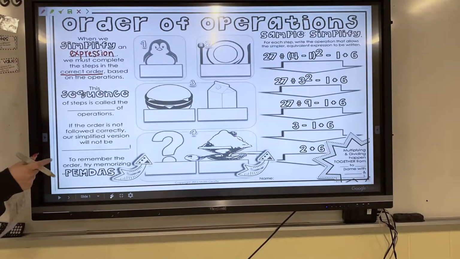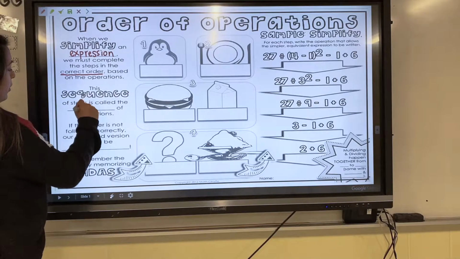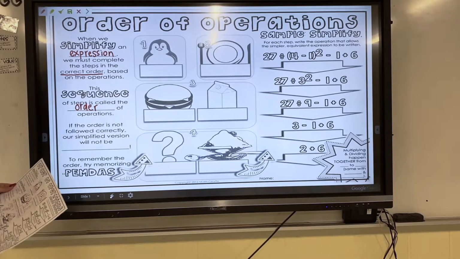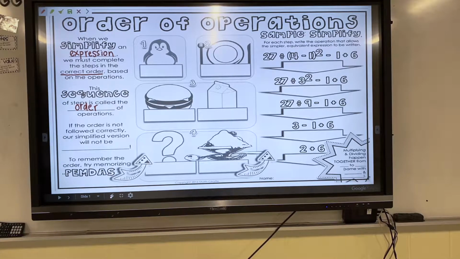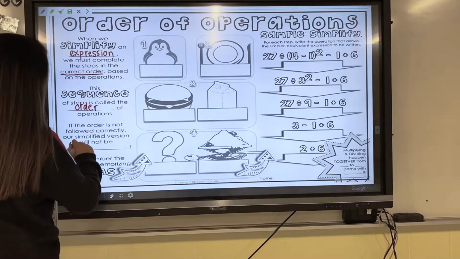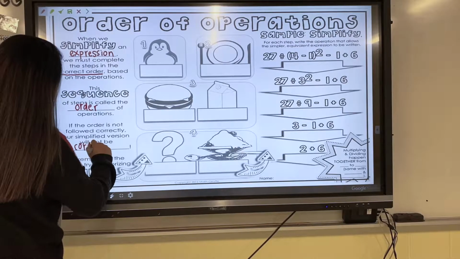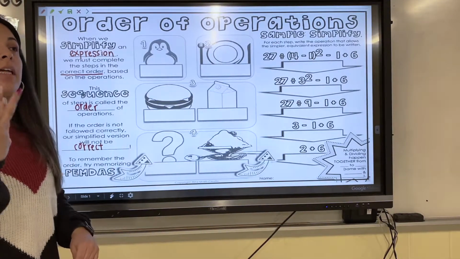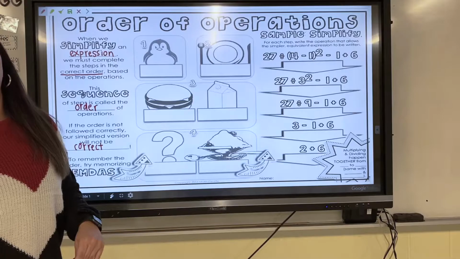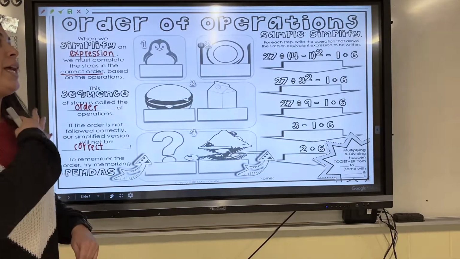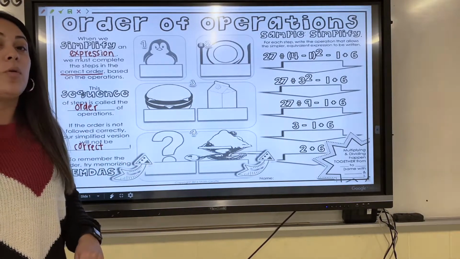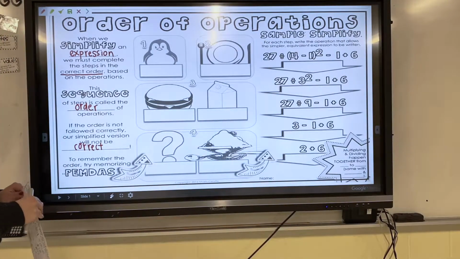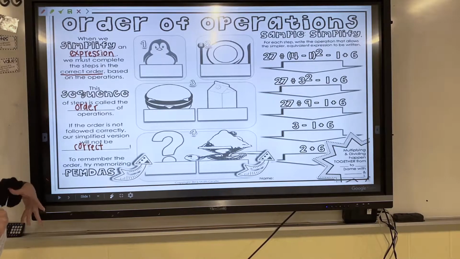So this sequence is called the order of operations. If the order is not followed correctly, our simplified version will not be correct. So again, if you do not follow the order correctly, you will get the wrong answer. That's why it's important to complete the problems in the order of operations, because if you don't, you will get the wrong answer. So to remember the order, try memorizing PEMDAS.